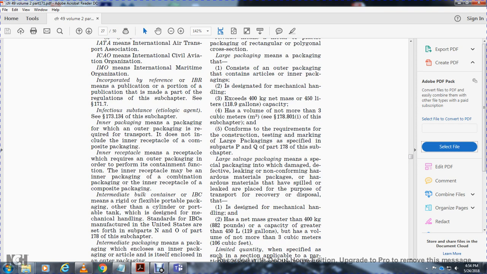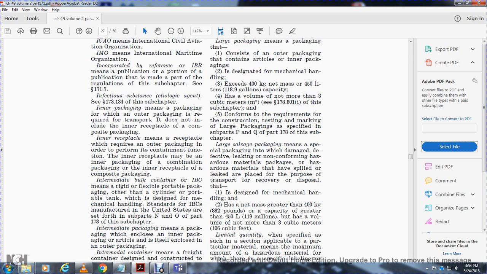Intermediate bulk container, or IBC, means a rigid or flexible portable packaging, other than a cylinder or portable tank, which is designed for mechanical handling. Standard IBCs are manufactured in the United States, or as set forth in subparts N and O of part 178 of this chapter.